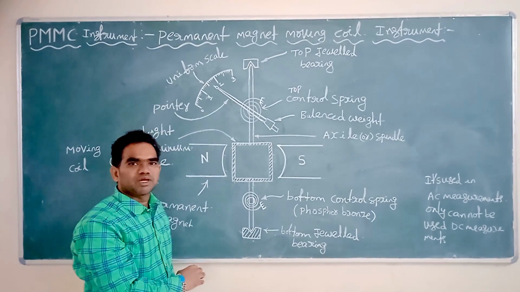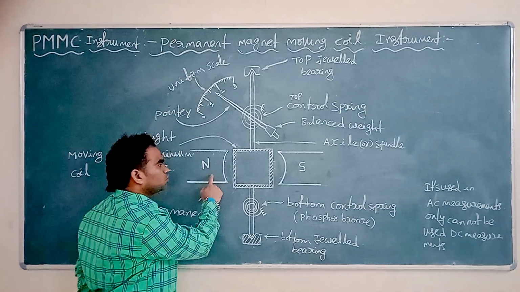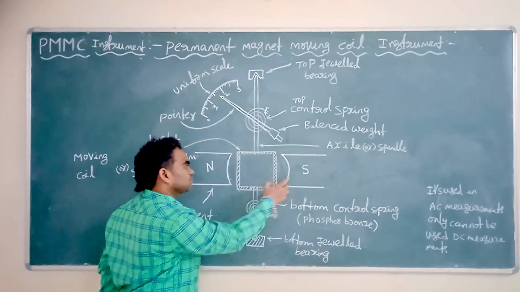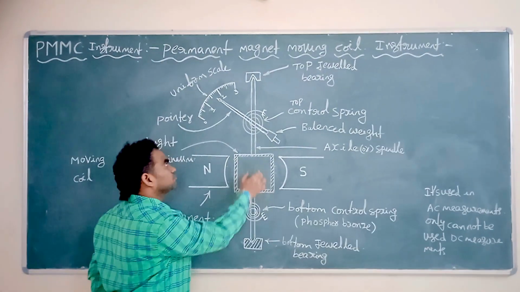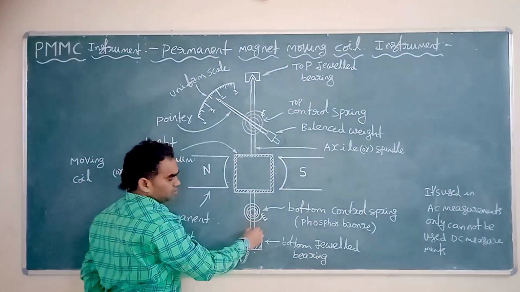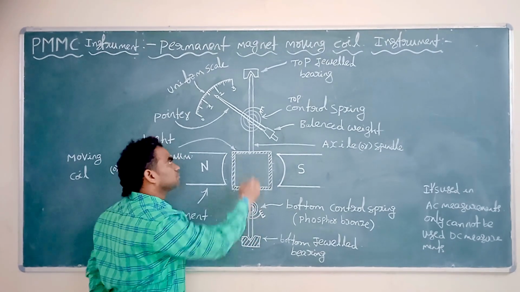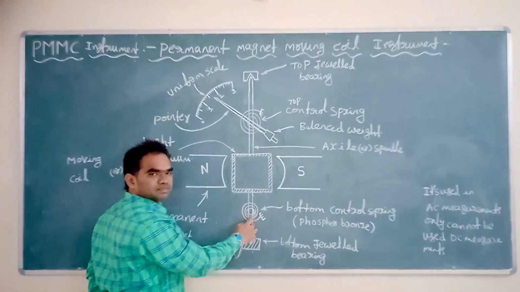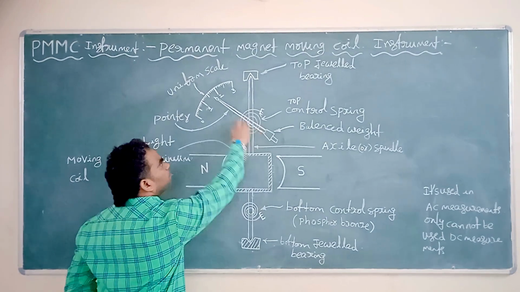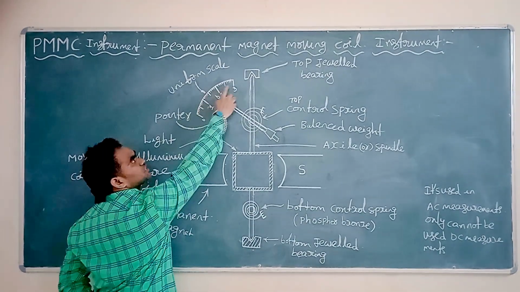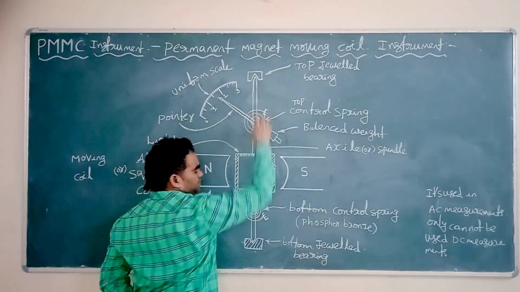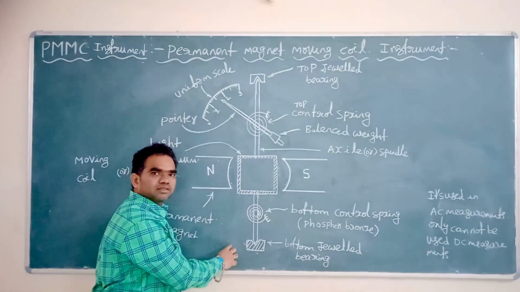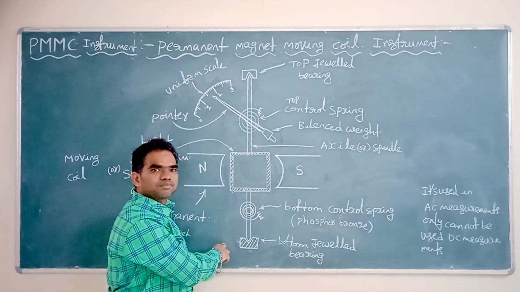A permanent magnet moving coil instrument consists of two permanent magnets, a moving coil, an axle or spindle, two control springs, a light aluminum pointer, a uniform scale, and joint bearings. These are all the parts of PMMC.